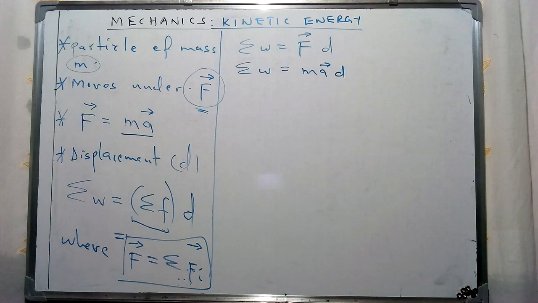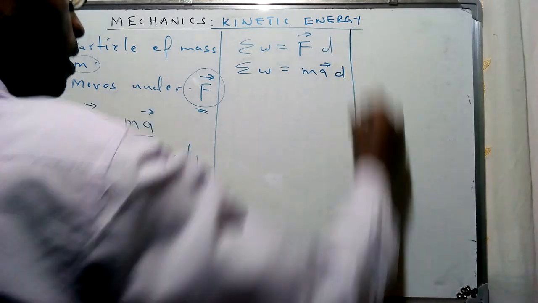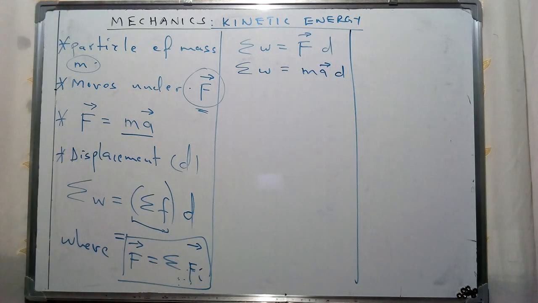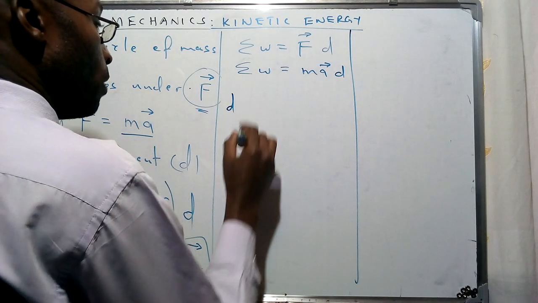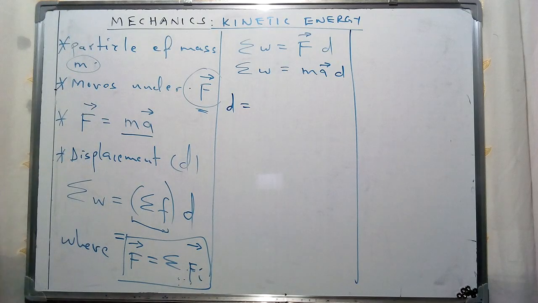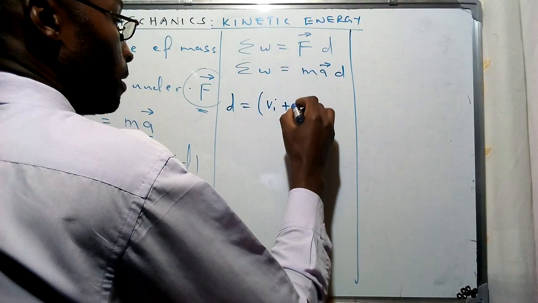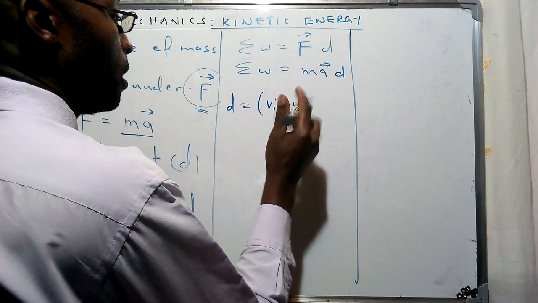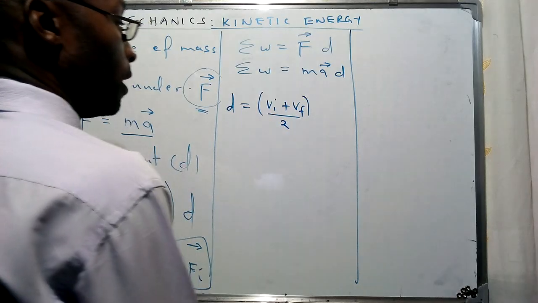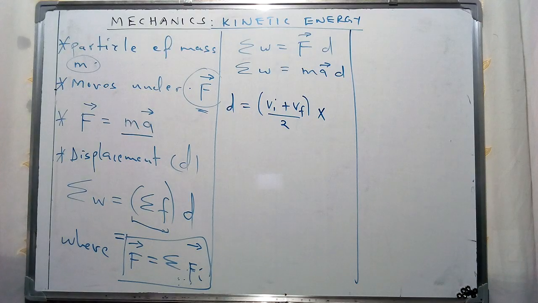And of course, if this particle undergoes a constant acceleration, then from equations of motion we can have our displacement given in terms of velocity, whereby we have the average velocity given in terms of (Vi + Vf)/2. So this is the initial velocity plus the final velocity, divided by 2. So this is the average velocity times time.